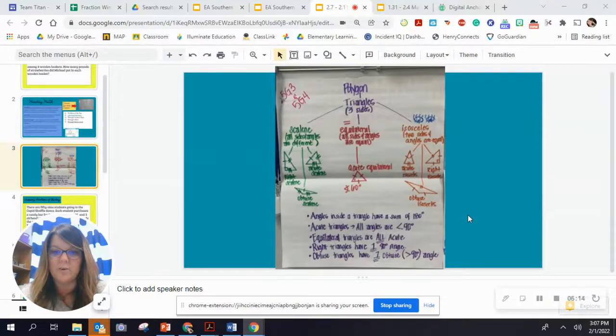There are some other things to note here that I believe I've said, but I'll say them again. Angles inside a triangle, which are the interior angles of a triangle, all have a sum of 180 degrees. Angles that are less than 90 degrees are acute angles, and acute triangles have three acute angles. Equilateral triangles are all acute. Right triangles have one 90-degree angle, and obtuse triangles have one obtuse, or greater than 90-degree, angle. Good luck with these, guys.